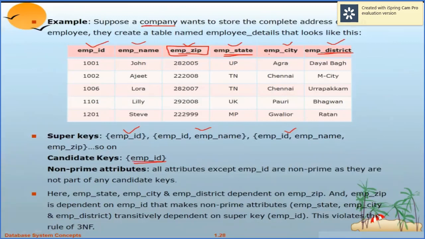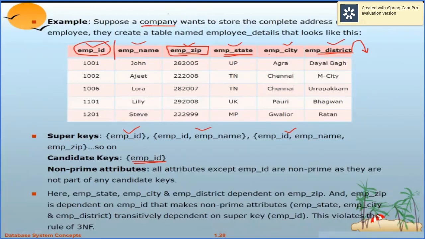Apart from this candidate key, if you remove employee ID, all the remaining attributes are called non-prime attributes, isn't it? Like I said, non-prime attributes are something which are not part of a candidate key. I have removed the candidate key, so all the remaining attributes are non-prime attributes. Now let's check for the dependency of these non-prime attributes on the super key.